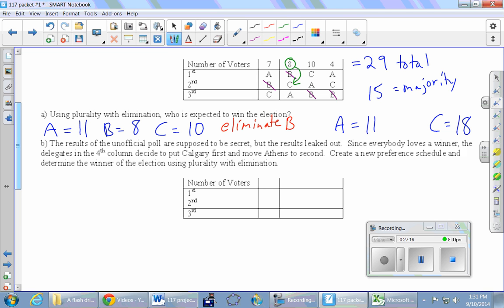Okay, and did somebody have a majority now? Yes, C has 15 or more, so C is the winner of plurality with elimination. So that's our answer. C wins. Okay, that's just a review of plurality with elimination from last time. Now we're going to go to part B, and we'll come up here to Sarah.